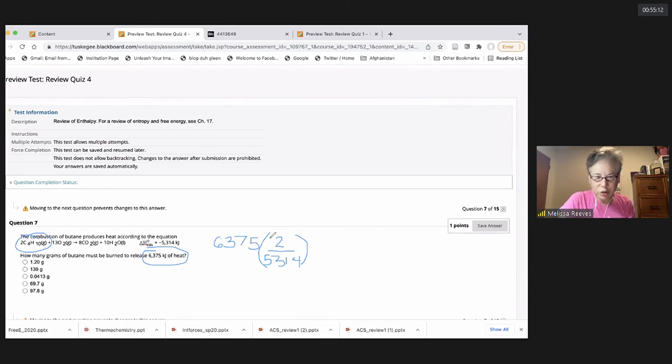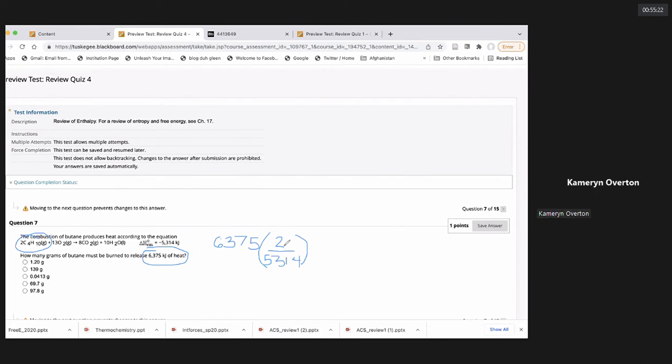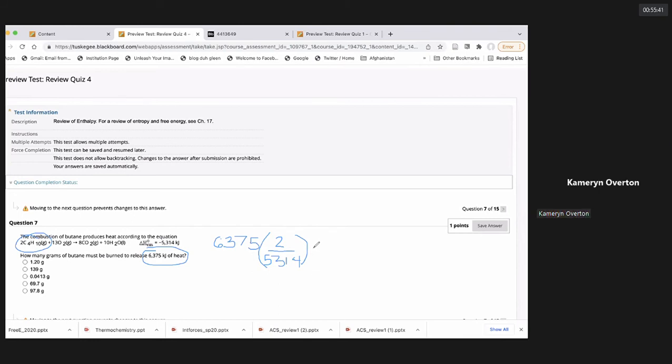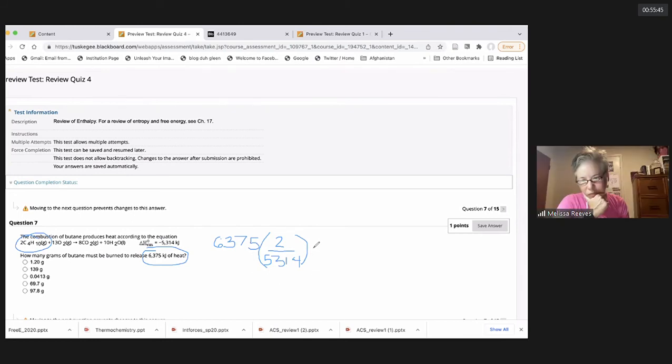So the mole ratio is 2 for the butane, and 5,314 for the heat. Okay. So it looks like an awful looking mole ratio, but we're converting this amount of energy into the moles of butane. And so once you do that, you'll get the moles of butane, and then you use the molar mass to convert it into grams. The molar mass. Oh, okay. You get the moles and then you convert it to grams. Mm-hmm. Okay. That makes sense.